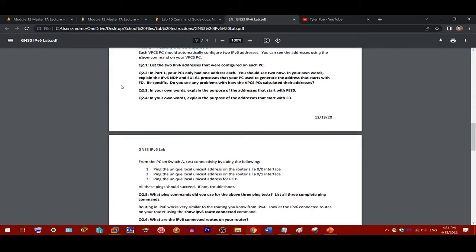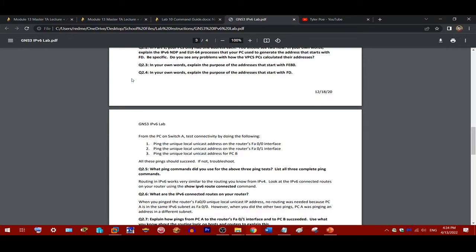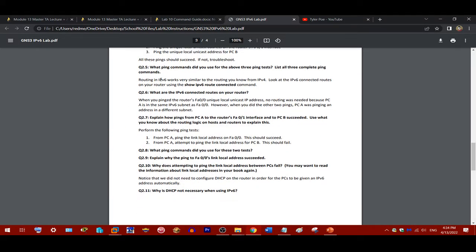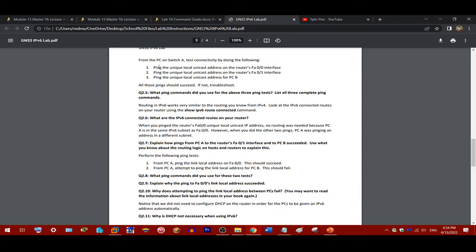So then you'll test your configurations. You'll just be doing some pings. You'll be listing the addresses, and you'll be discussing the purposes of these addresses. And again, my table helps out with that. Just write down the ping commands that you use. Make sure you use the correct addresses that are associated with these commands.